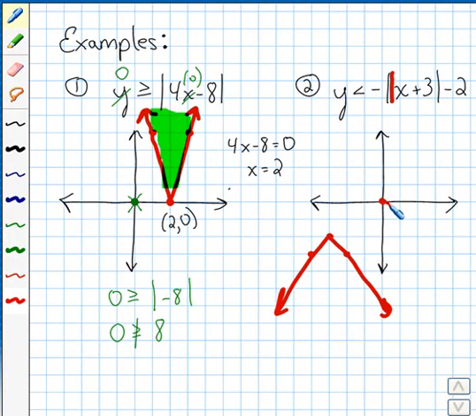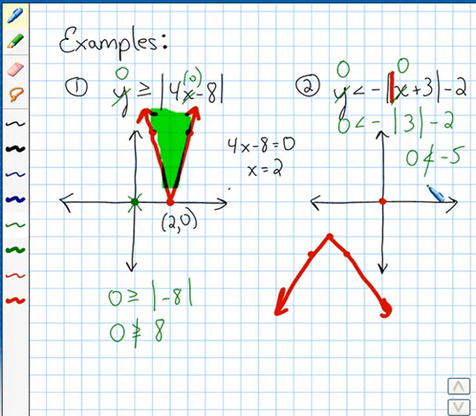So 0, 0 we're okay with, so we're going to put 0, 0 in for our x and our y. So let's take out the y, put a 0, take out the x, put a 0, and I have 0 less than the opposite of 0 plus 3 in our absolute value, which is 3 minus 2. So on the left side, 0. Is that less than? Absolute value of 3 is 3. Negative 3 minus 2 is negative 5.